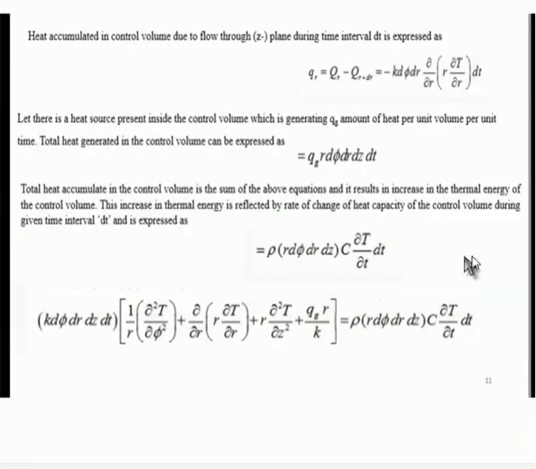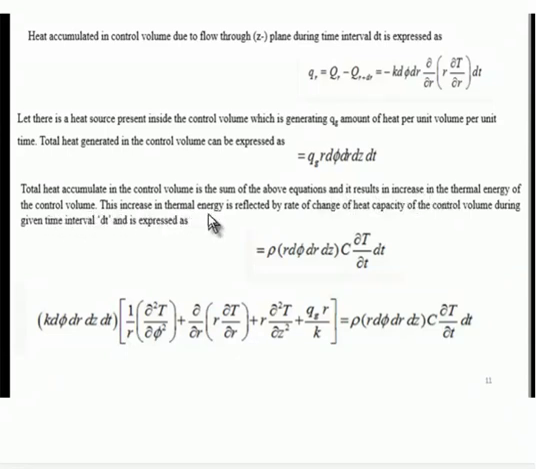So that is what is written here: qg r dφ dr dz into dt. So this is the total heat generated within the volume, since there is a heat source present inside the control volume. So this is the third term. Now the total heat accumulated in the control volume is the sum of the above equations, and it results in increasing the thermal energy of the control volume.